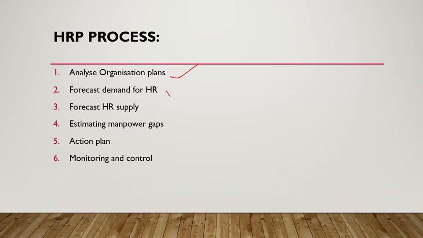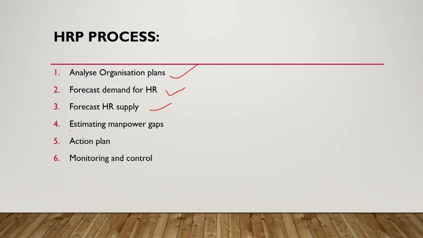Next step is forecast the demand for HR. Based on the previous steps, forecast the required HR. Next is forecast the HR supply. Given the estimated human resource required, look at the sources of their supply and to what extent they are available. On that basis, they will forecast the HR supply.